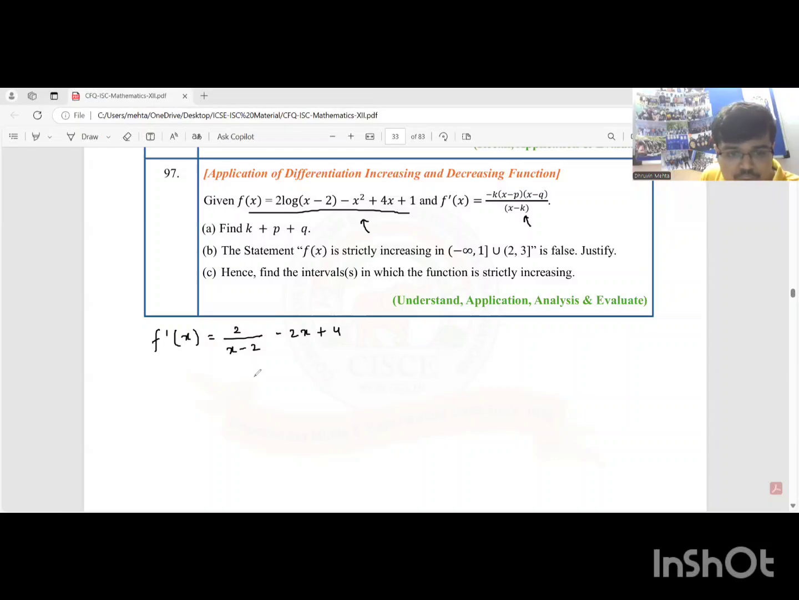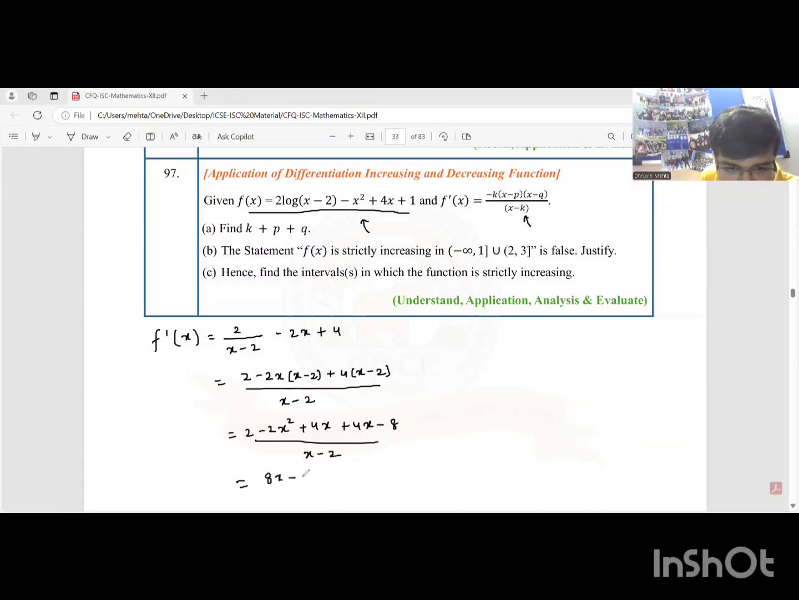So we have to now simplify this, students, with LCM. This is 2 minus 2x into x minus 2, plus 4 into x minus 2, upon x minus 2. You open the bracket, students, this is 2 minus 2x square plus 4x plus 4x minus 8, the whole upon x minus 2. When you solve this further, we will get 4x and 4x is 8x, minus 2x square minus 6, upon x minus 2.